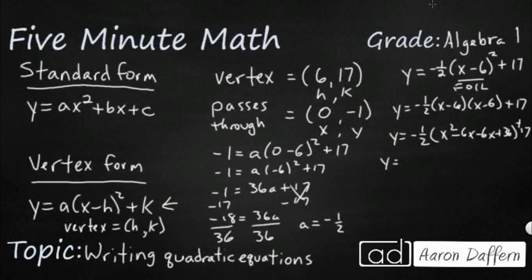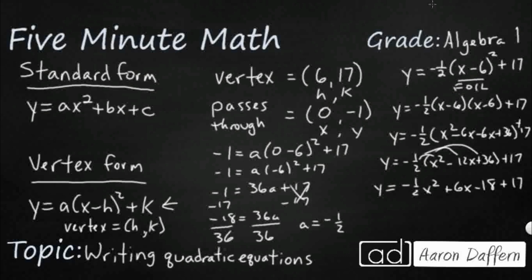So simplify like terms. We're going to get an x squared minus 12x plus 36. We're going to need to take a -1/2 from all of that. So -1/2 x squared. That's going to be a positive 6x. That's going to be a minus 18 if I distribute this out like that. And that's going to be a plus 17. All we need to do is simplify those two. We get y equals -1/2 x squared plus 6x minus 1.